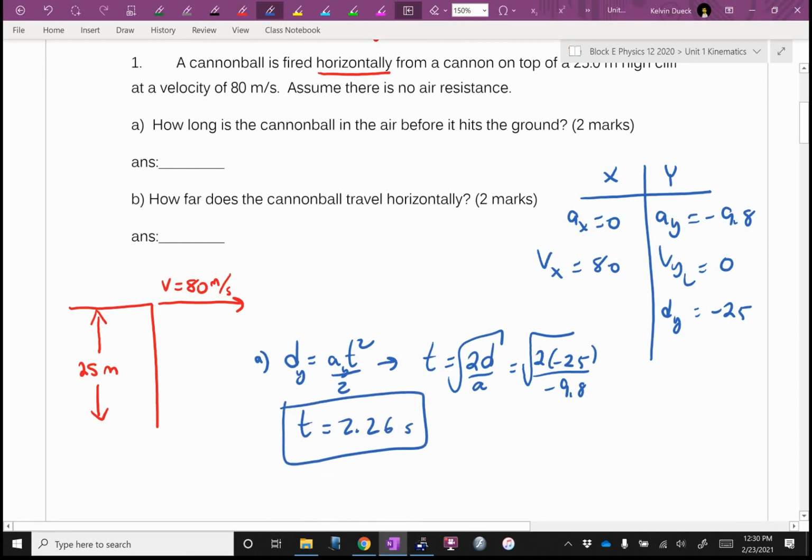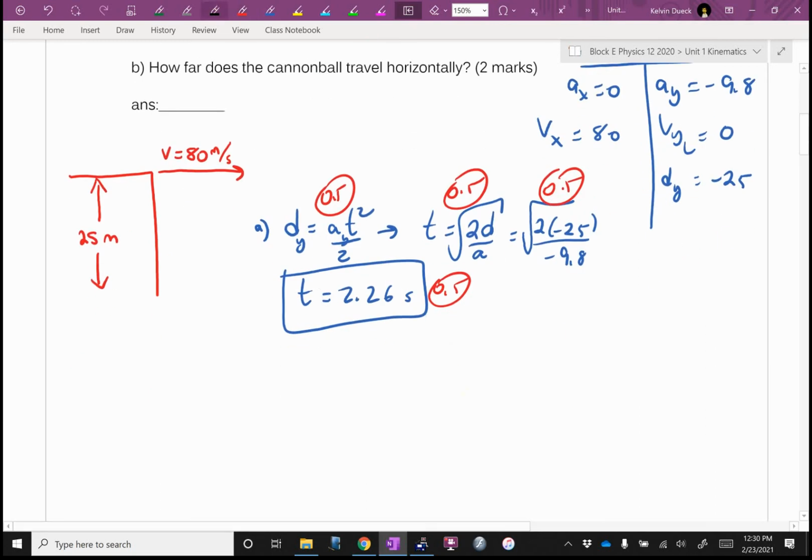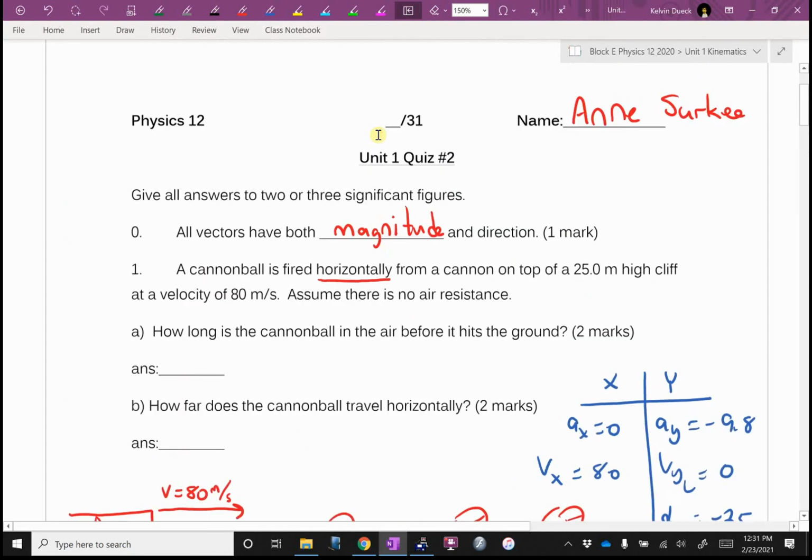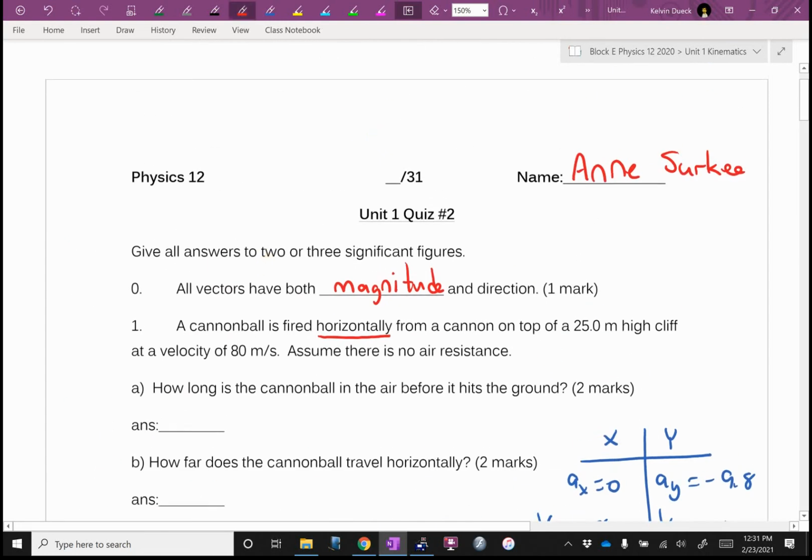If you got that, 2 out of 2. Otherwise, I would give you half mark if I saw that, half mark for the numbers, and a half mark for the answer. Although technically I said 2 or 3 sig figs. Yep, you're good.